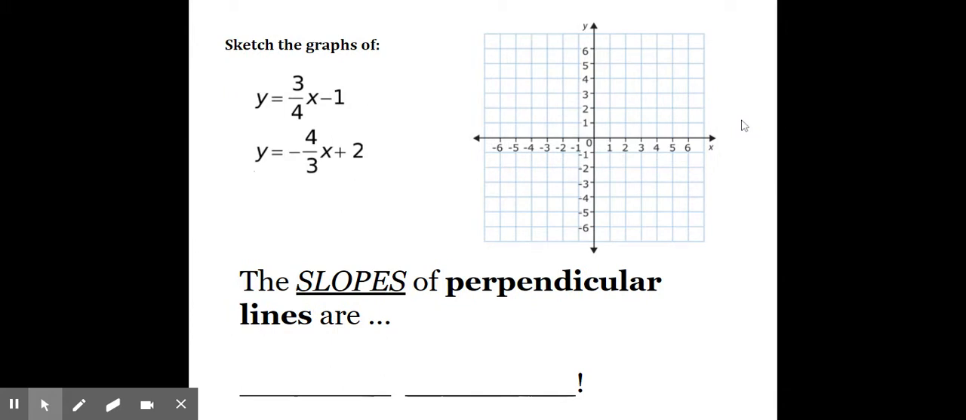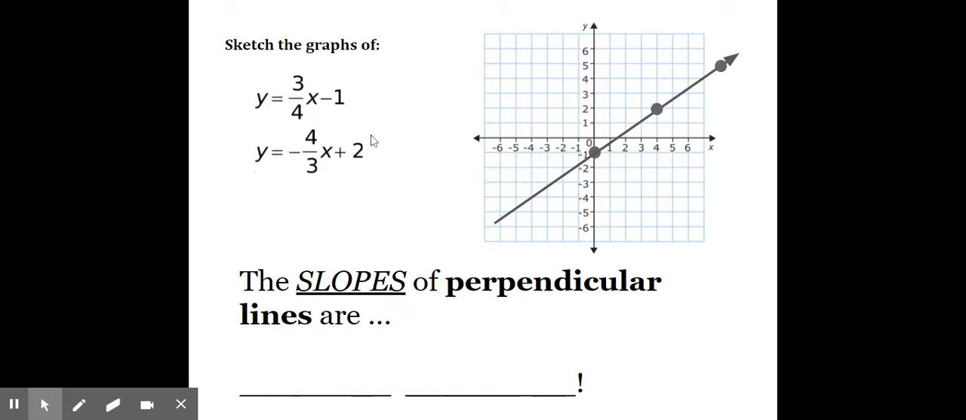All right, let's take a look at the next set of lines. Let's begin by graphing the first one: y equals 3/4 x minus 1. Let's draw an intercept right at negative 1. And then the slope is 3/4. So we're going to rise 3 and run 4 to the right and plot another point. We'll do that again. Rise 3, run 4. I know I'm a little off the graph. That's okay. Let's just draw a line all the way across the coordinate plane.